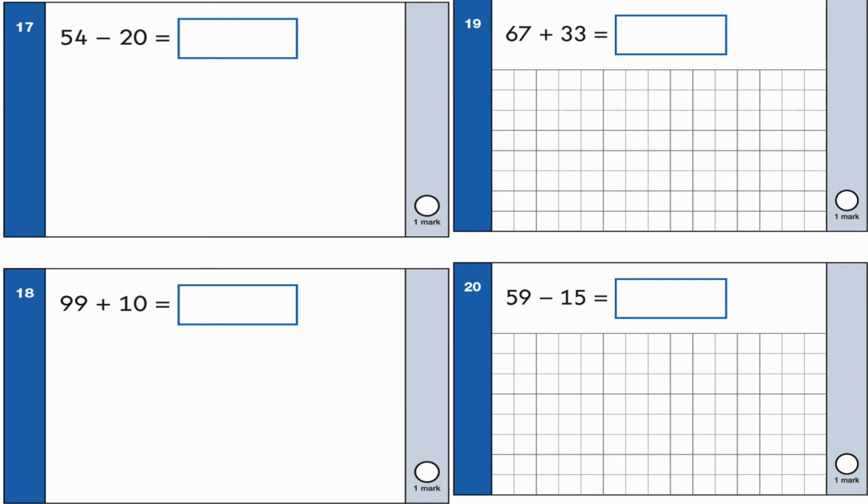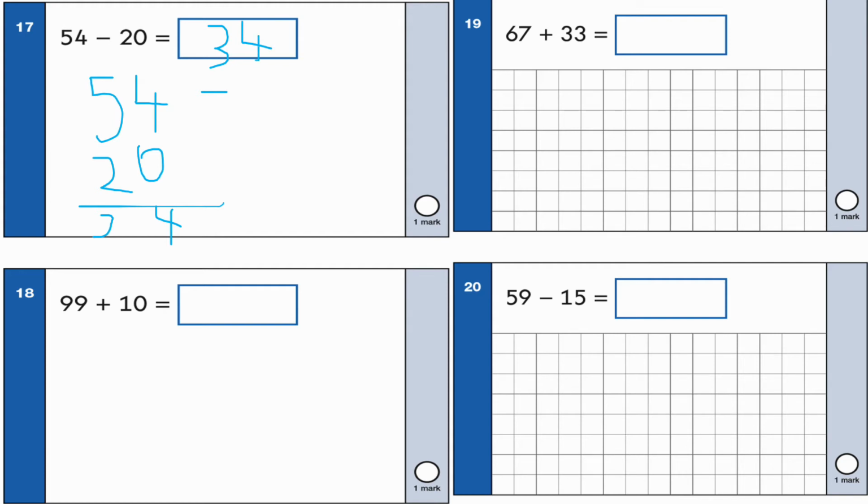This is question number 17. 54 take away 20. Well, again, writing it out in this way. So 4 take away 0 is 4. 5 take away 2 is 3. So the answer is 34. Okay, so 34.